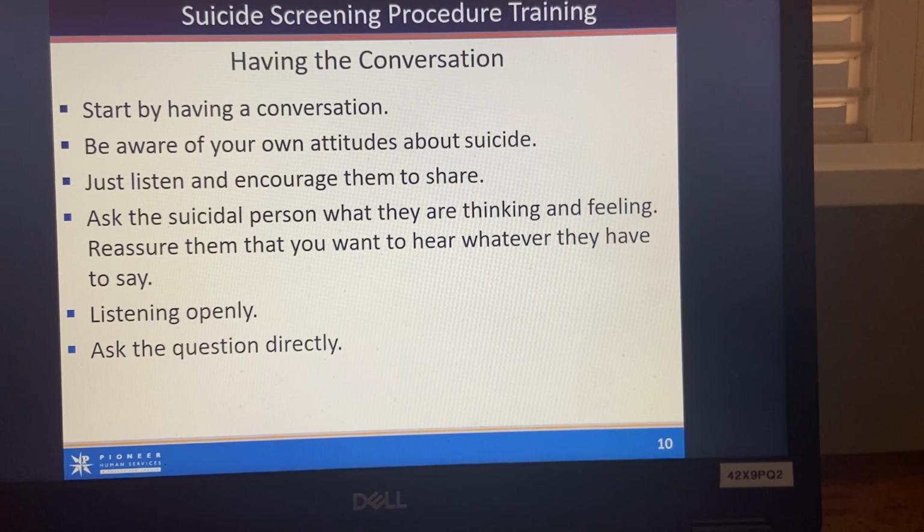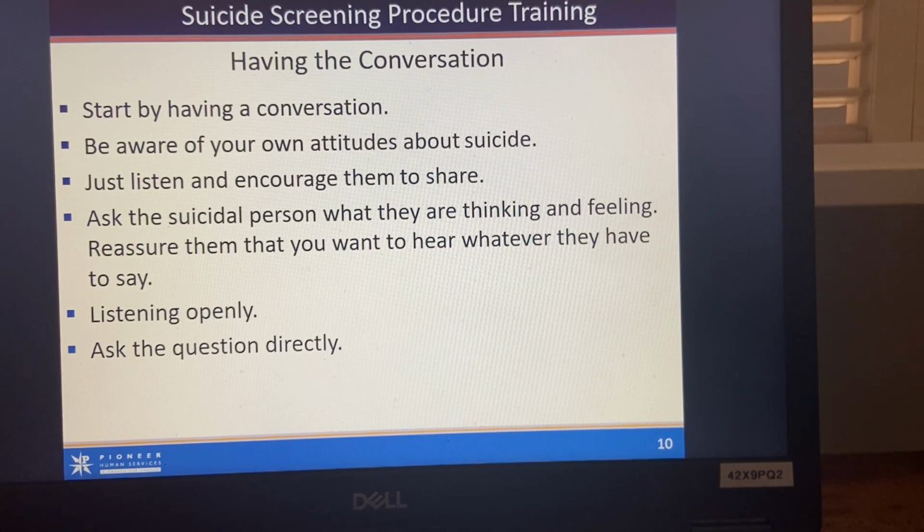So how do we start having the conversation with clients about suicide? We want to be able to start having the conversation, being able to be vulnerable as a clinical staff person, or even as a staff person who comes into contact with clients on a daily basis. We need to be comfortable enough to start having a conversation about individuals' thoughts and feelings when they are brought to our attention.